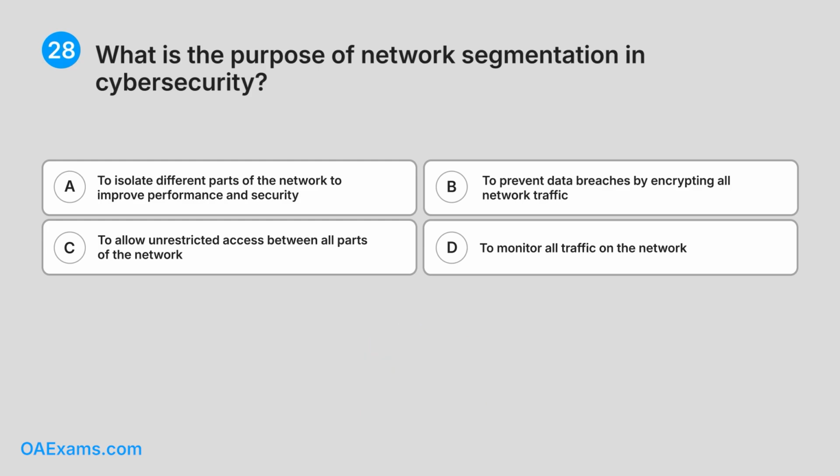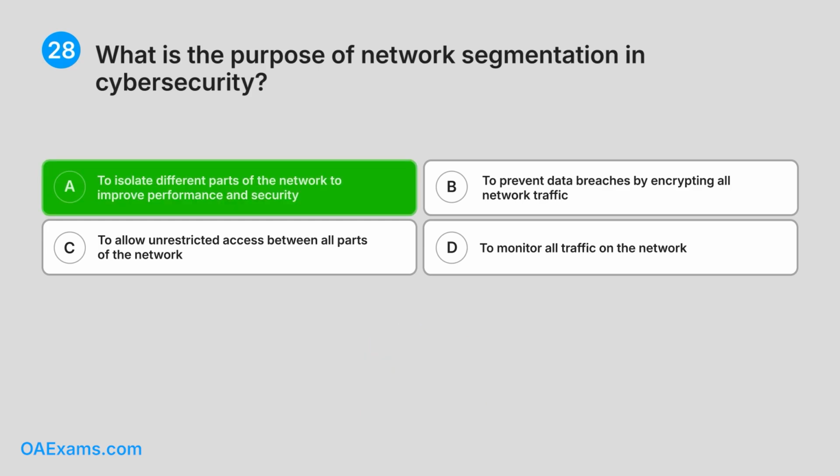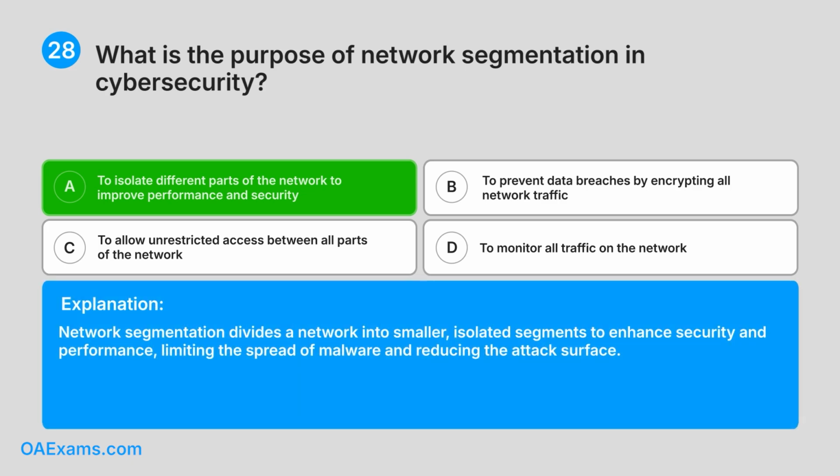Correct answer, A. To isolate different parts of the network to improve performance and security. Explanation. Network segmentation divides a network into smaller, isolated segments to enhance security and performance, limiting the spread of malware and reducing the attack surface.